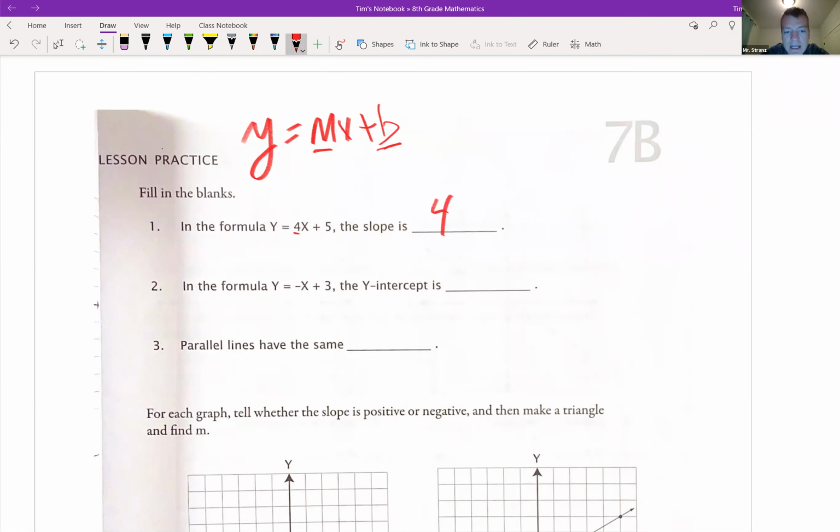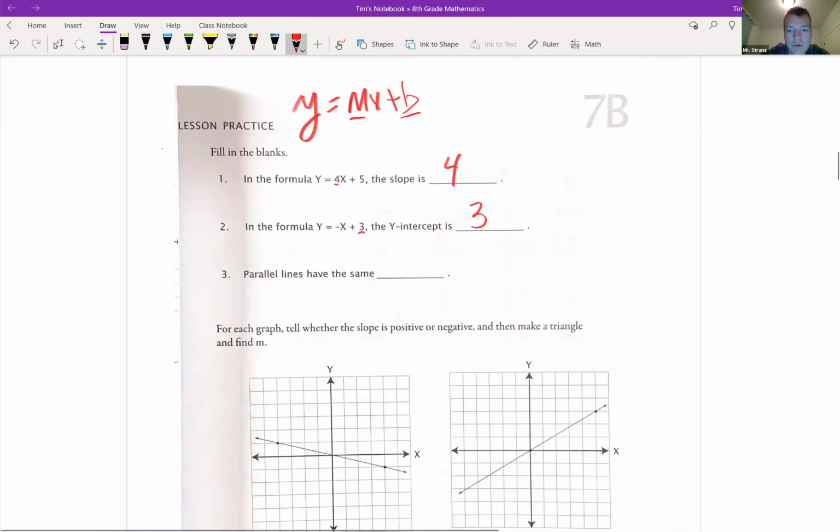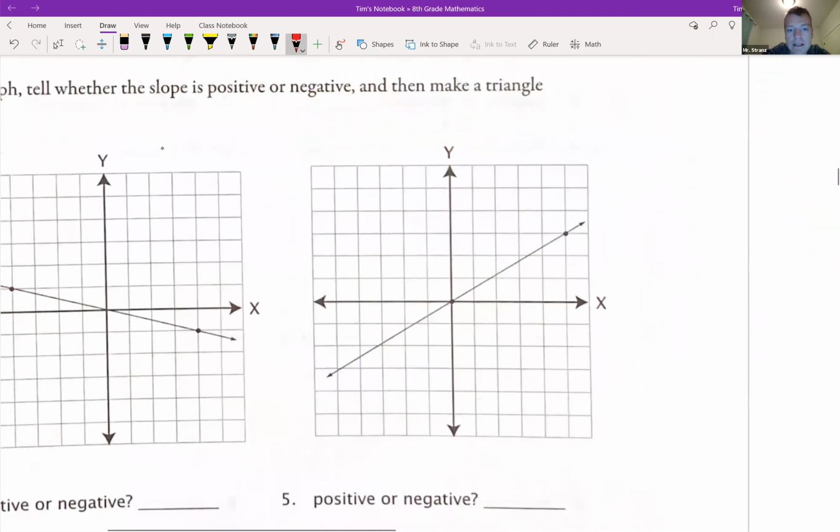In the formula y equals negative x plus 3, the y-intercept, remember, is b, which is 3 in this situation right here. Okay, parallel lines have the same what? So if we look, I'm going to draw two parallel lines going this way. Try to draw them straight here. Okay, so there's one.